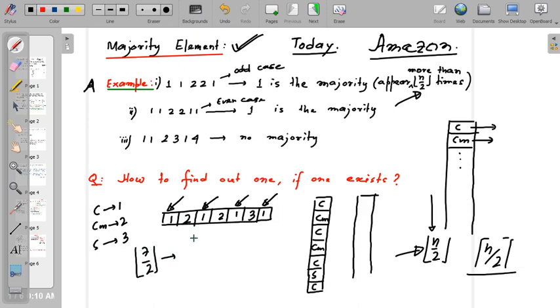Can you tell me? 7 by 2 floor. Three, sir. 3. Who is telling? 136, Ashutosh. Yes, 3. So in this array, if some element appears more than 3, that means 4 number of times, then we can say that this element is the majority element.